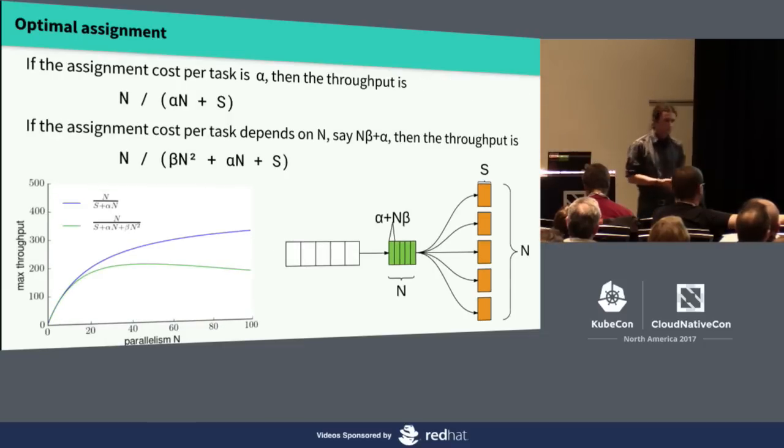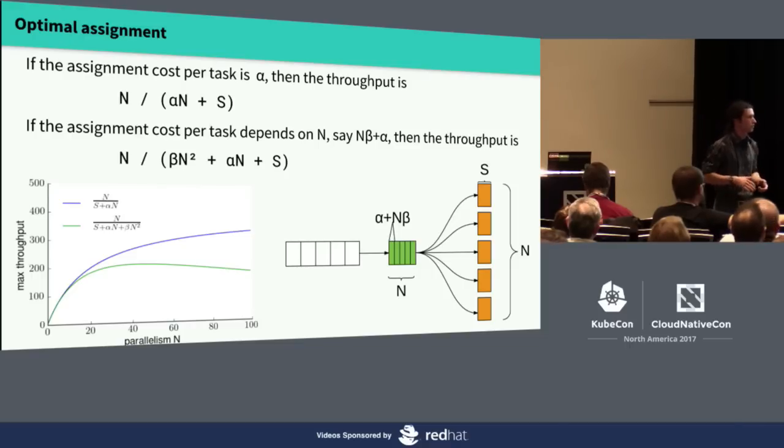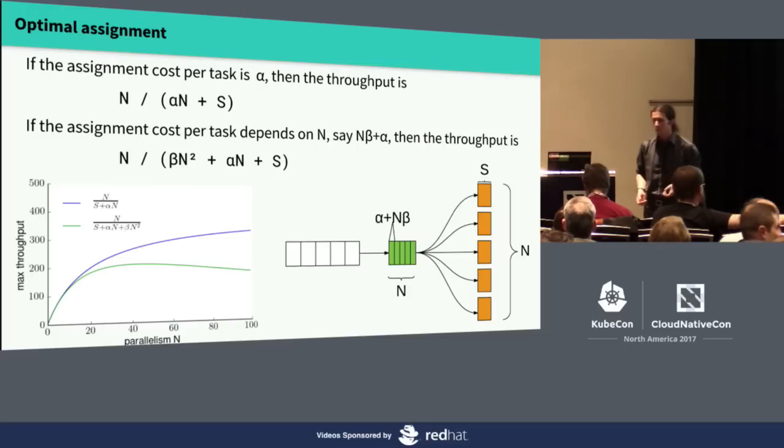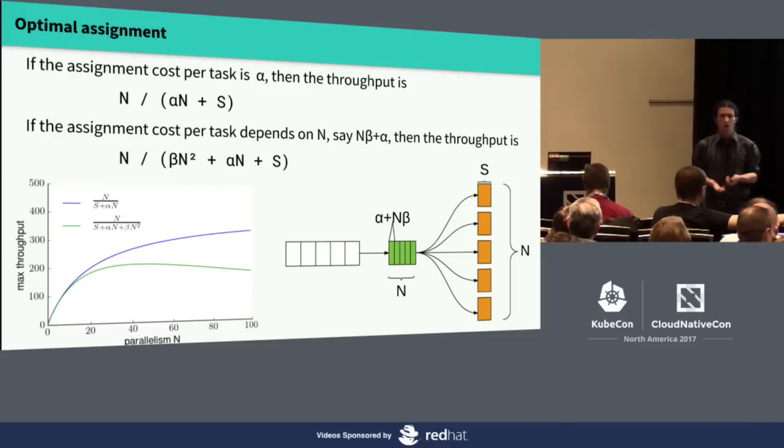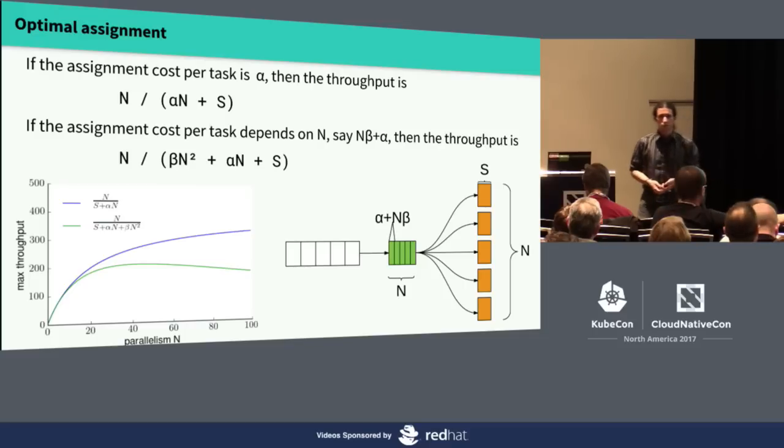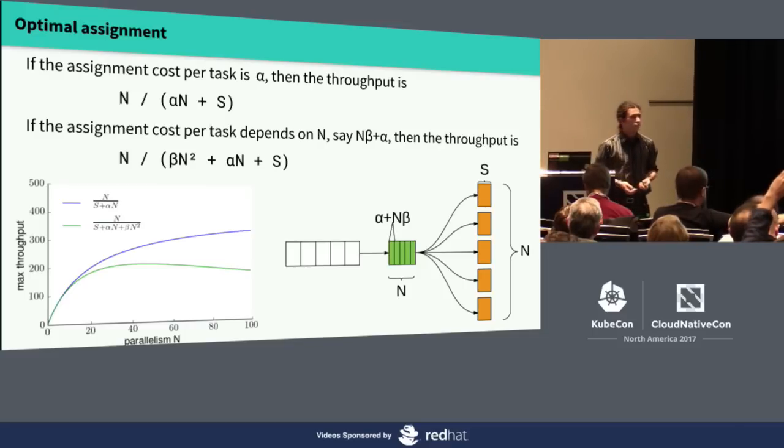And if we can't just assign tasks in constant time, if we have to do something that depends on the number of servers, for example, go talk to each one of them in turn and figure out which one is best, then it's even grimmer. If the assignment cost grows with n, then eventually we spend all of our time just figuring out where to assign tasks and none of our time actually working on them.